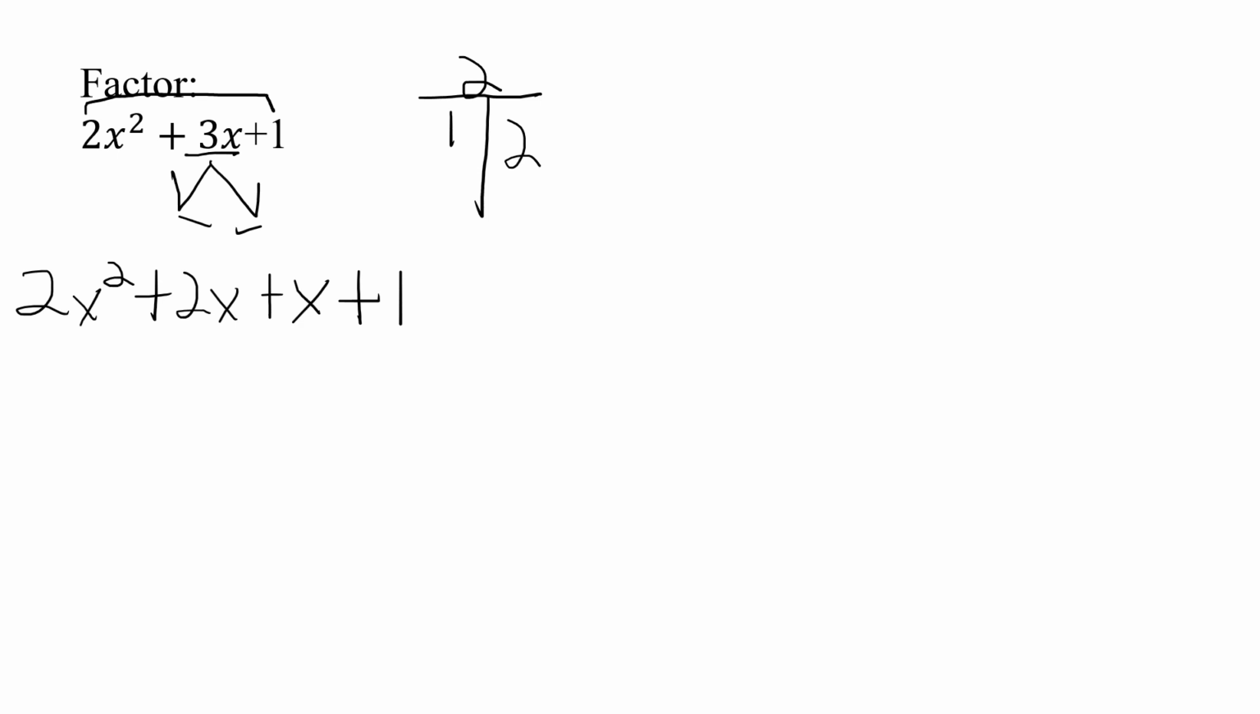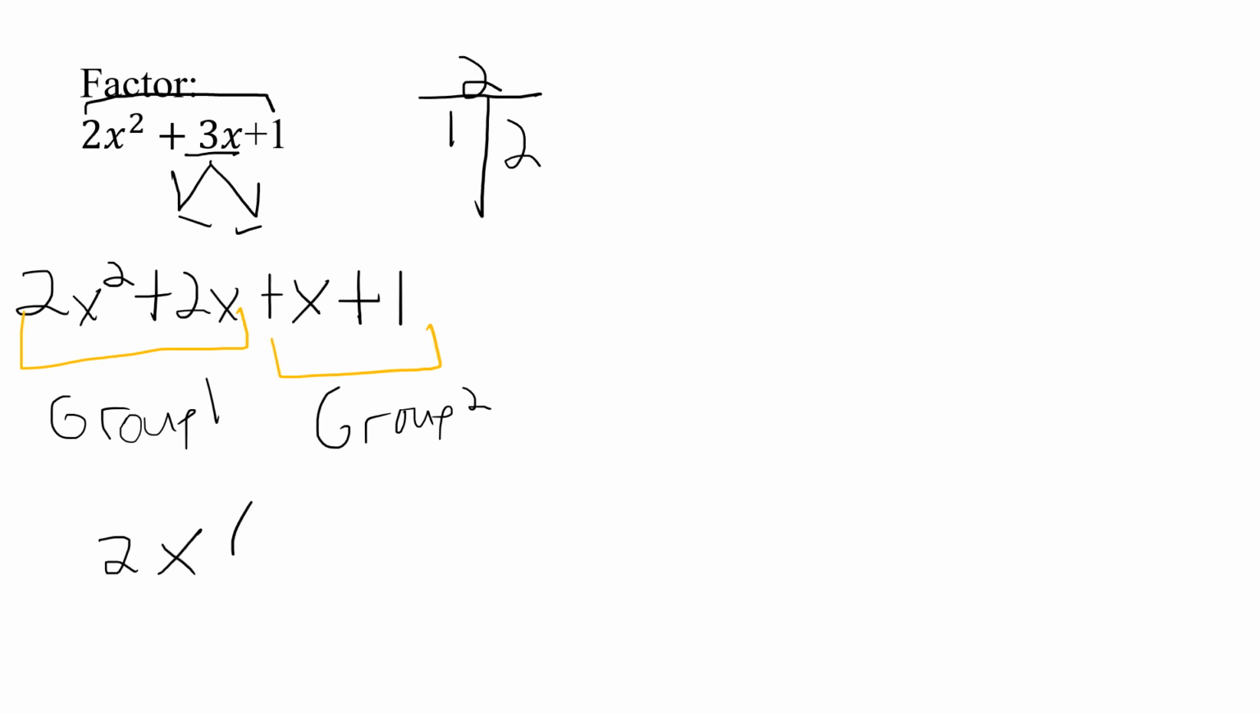Now, we're going to make our groups. The first group isn't too bad, because with the first group, all we have to do is take out the GCF, which happens to be 2x, right? First group, we take out a 2x. So 2x, and we're left with x plus 1, right?